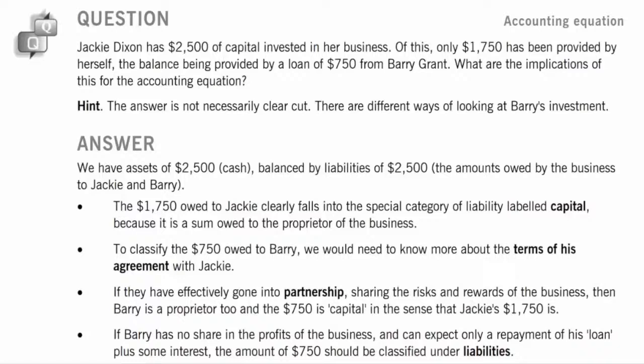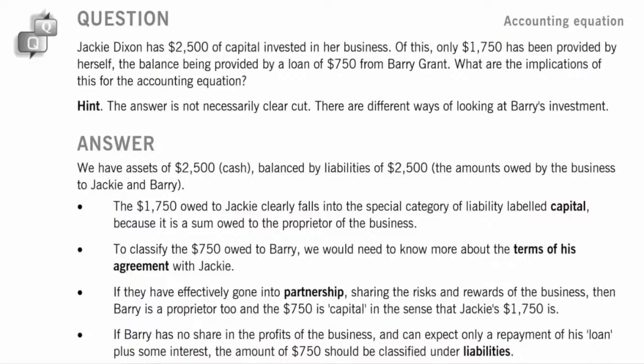Final classification. Here's a summary of how the amounts are classified, depending on Barry's role. If Barry is a partner: assets, $2,500. Capital, $2,500, $1,750 from Jackie plus $750 from Barry. Liabilities, 0. If Barry is a lender: assets, $2,500. Capital, $1,750, Jackie's contribution. Liabilities, $750, Barry's loan.